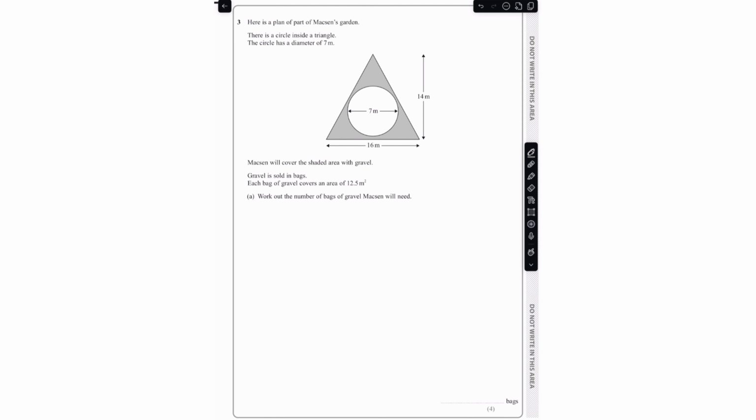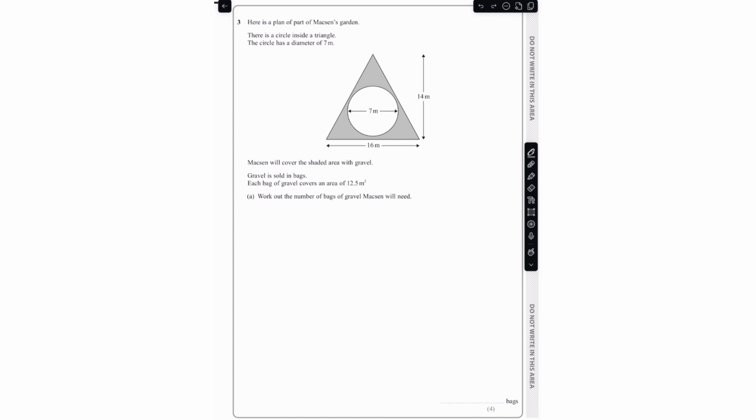In question 3, we are given a plan of parts of Maxon's garden. There is a circle inside a triangle. The circle has a diameter of 7 meters. Maxon will cover the shaded area with gravel. Gravel is sold in bags. Each bag of gravel covers an area of 12.5 meters squared. Work out the number of bags of gravel Maxon will need.